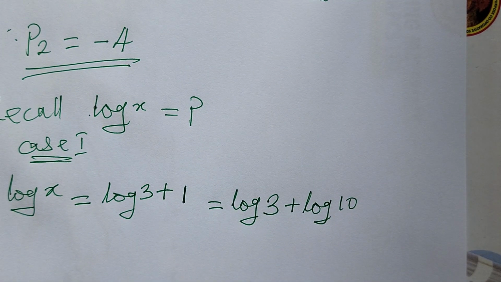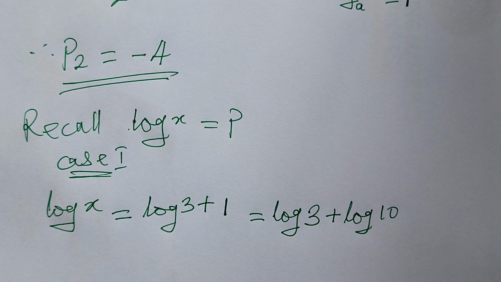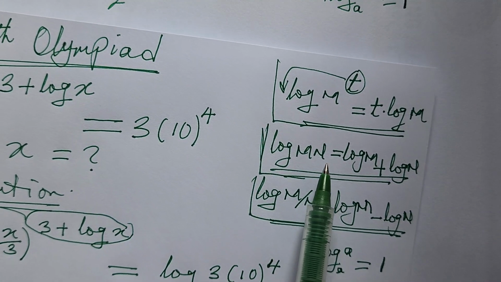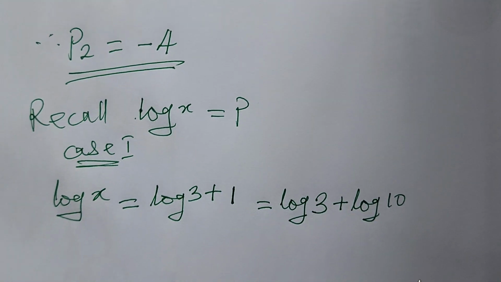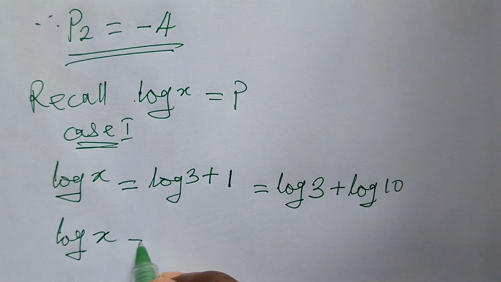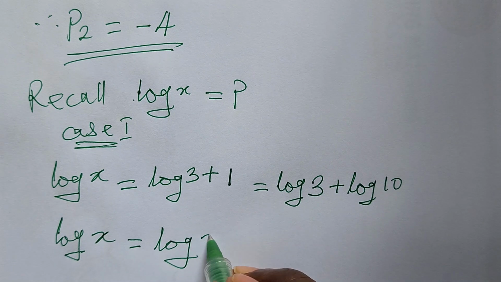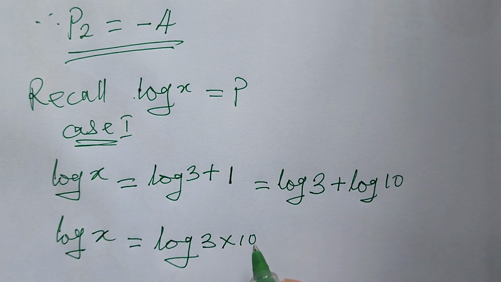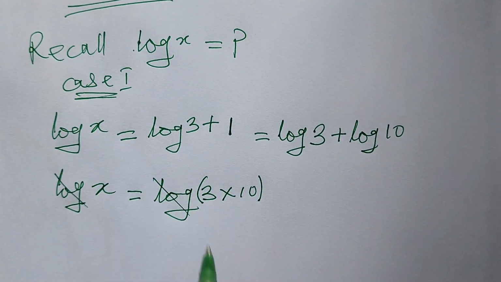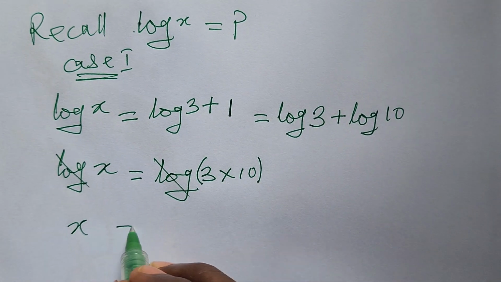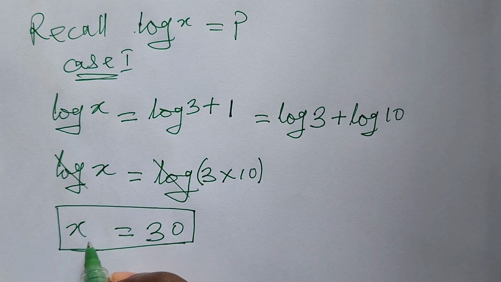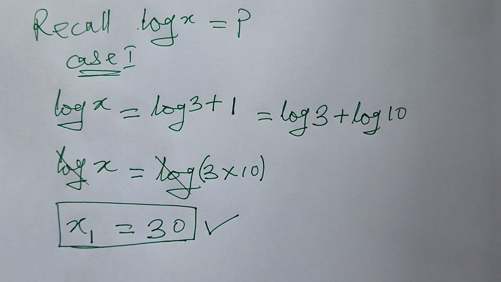Then remember our product law of logarithm again. What does it say? Look at it here. So with this law, we can rewrite this expression. This is going to give us log x is equal to log (3 times 10). Let's put this in bracket. They are both in base 10. And so this log leaves the system, then we have x is equal to 30. So this is the first one. So our x is equal to 30.